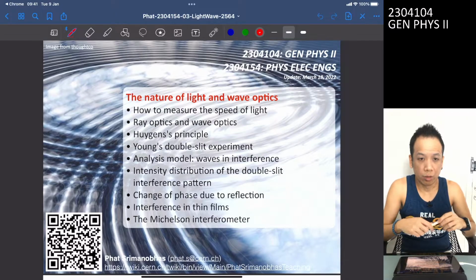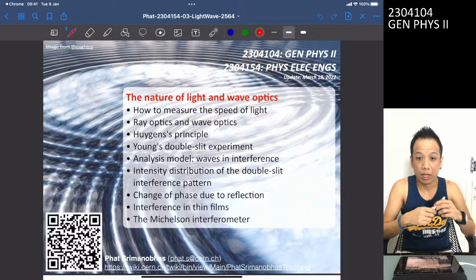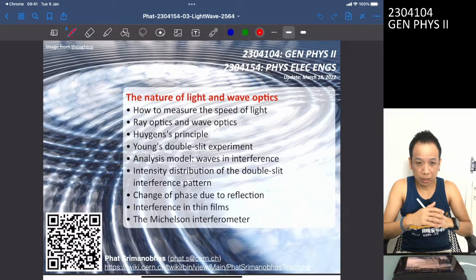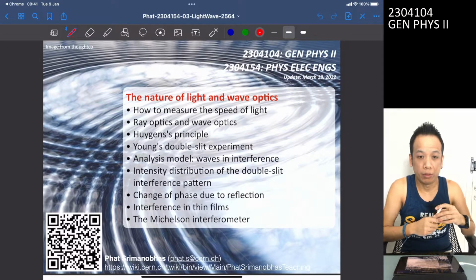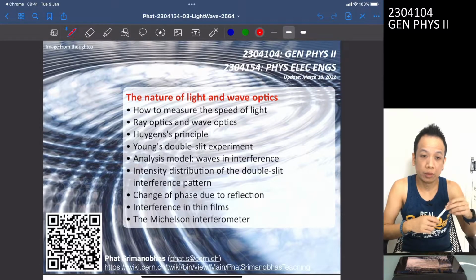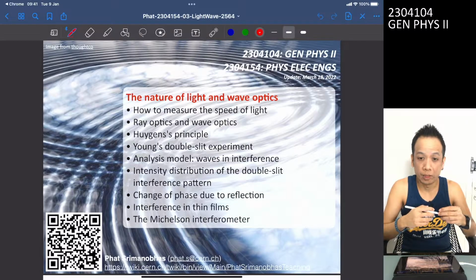So let's look overall at what we're going to discuss. First is how to measure the speed of light. This is the story of how people in the past measured the speed of light. We introduce what ray optics is and what wave optics is. Then we talk about Huygens' principle. After that, we do the double slit experiments, interference, and talk about the intensities.